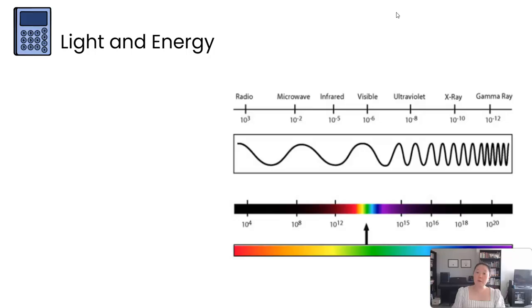So before we talk about calculating ionization energy, let's do a little bit of a recap on the relationship between energy and light. So here we have a look at the different types of electromagnetic radiation that you can have, from radio waves to gamma rays with visible rays somewhere in the middle there. All of these different types of electromagnetic radiation have the same speed, but they do have different wavelengths from each other and also different frequencies.